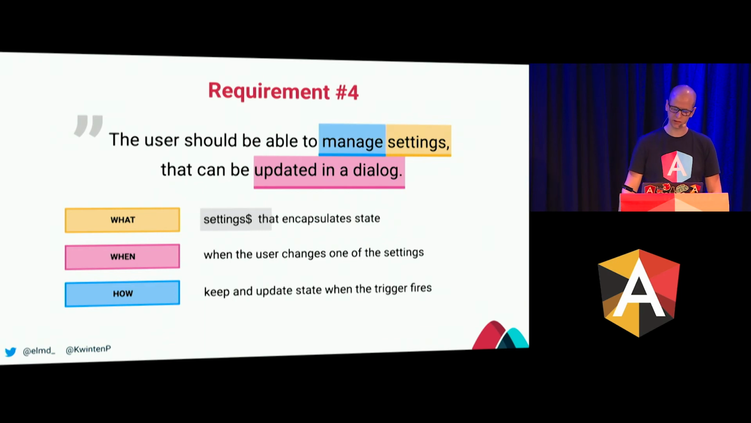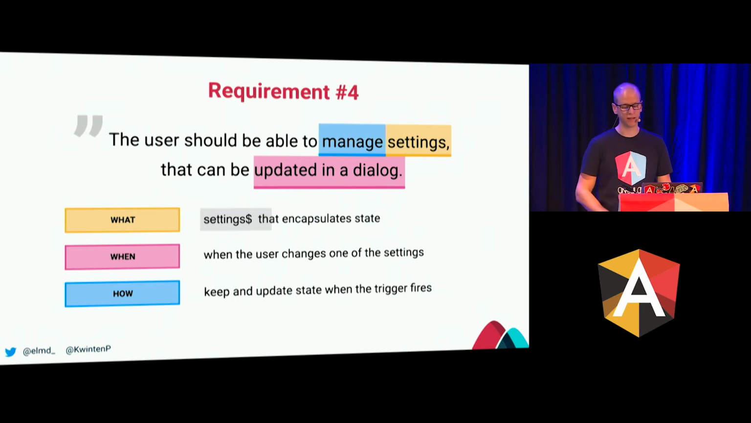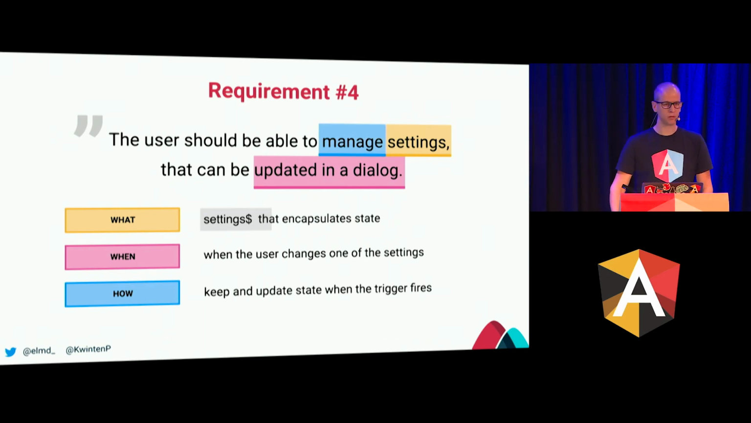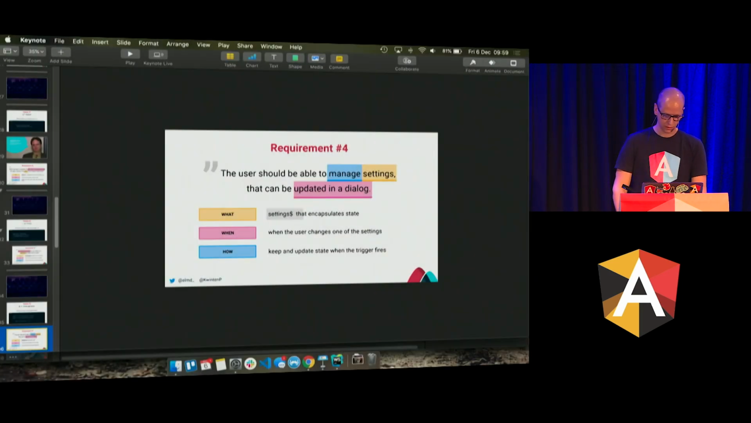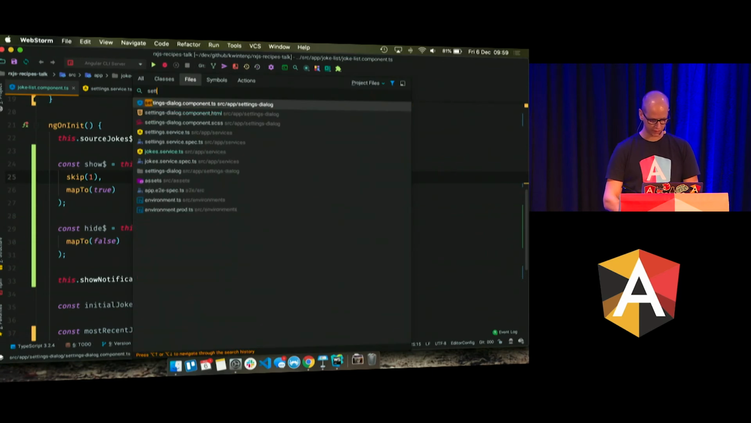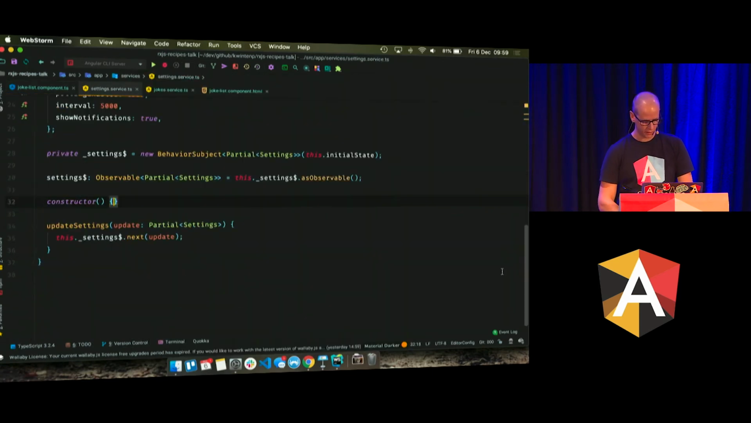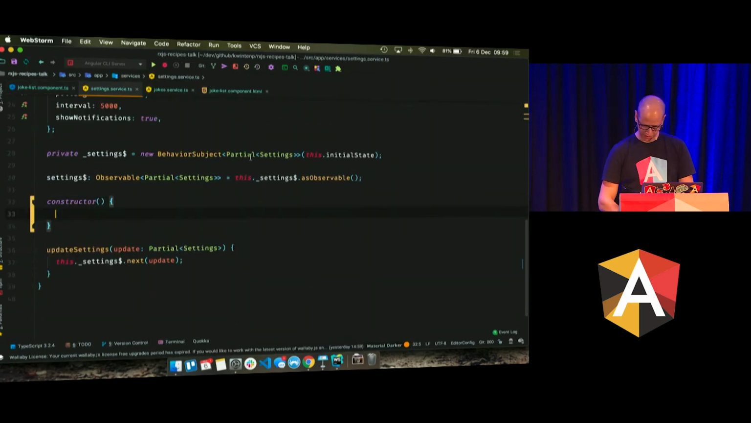And how am I going to do this? I'm going to keep the state inside of a stream, and then I'm going to update the state whenever this trigger fires. So let's take a look at how we're going to do that. This is something we're going to do in the settings service. Inside of my settings service, I have this settings stream here. And in this case, I'm using a special kind of subject. I'm using a behavior subject.